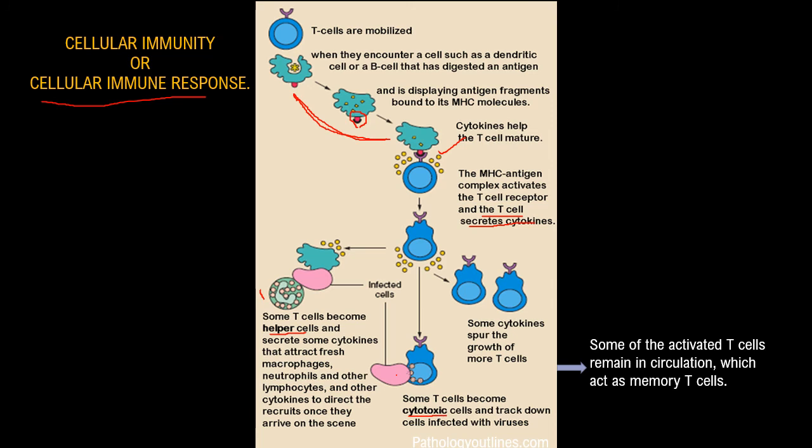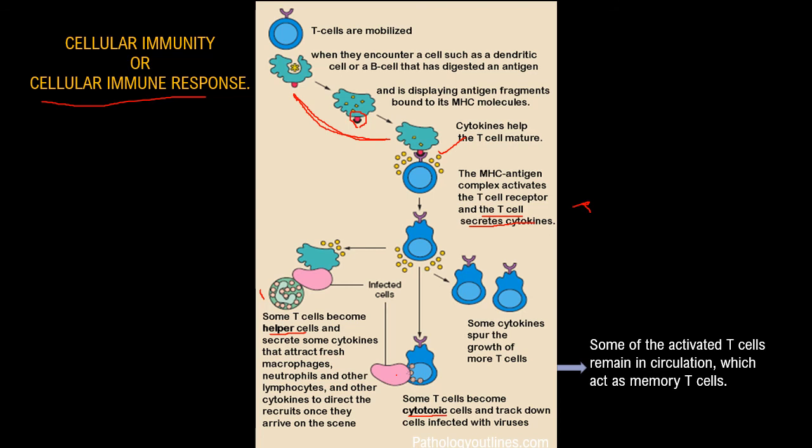So this is about the T cells, and even among T cells there are some memory T cells. Some activated T cells which remain in circulation will act as memory T cells. This is known as cellular immune response. Both of these types, humoral immune response and cellular immune response, are considered adaptive immune response. Humoral and cellular. Don't get confused.